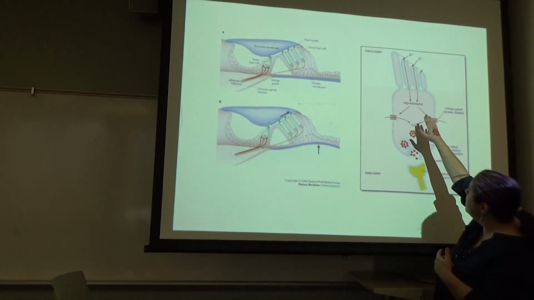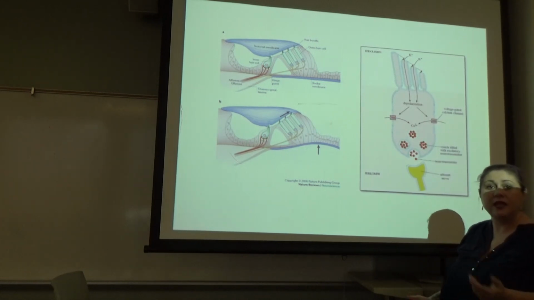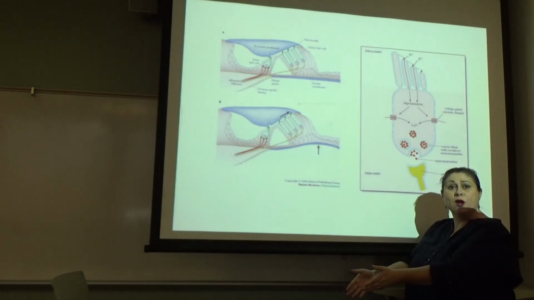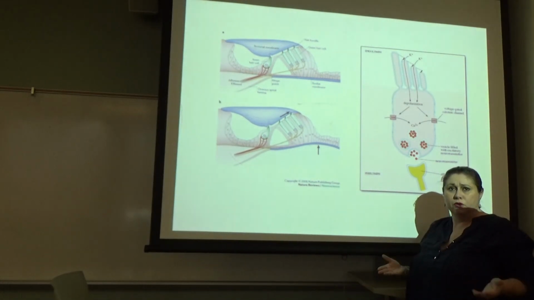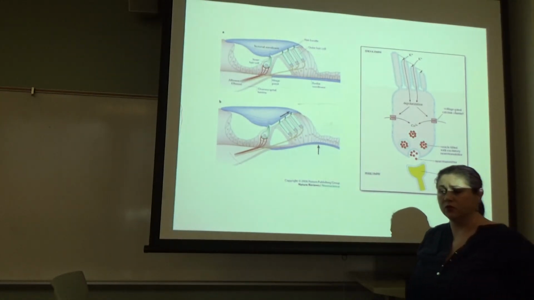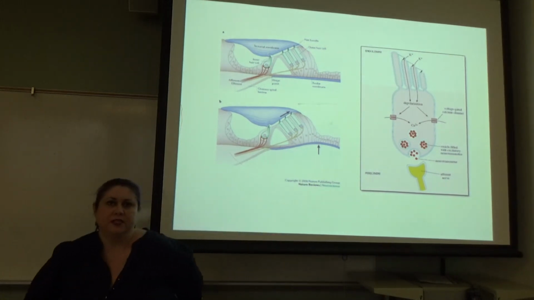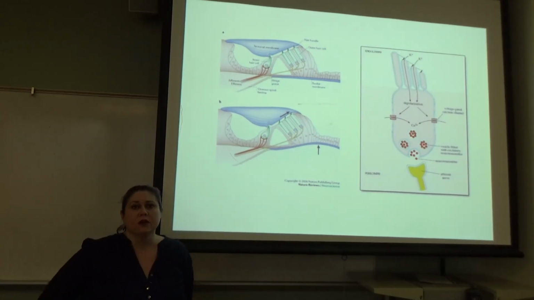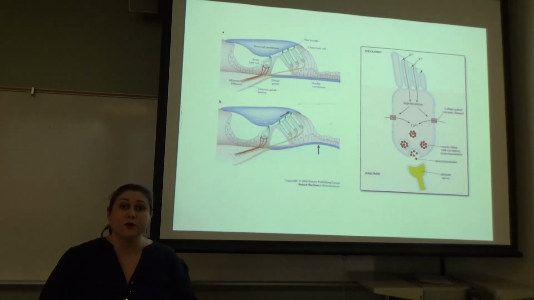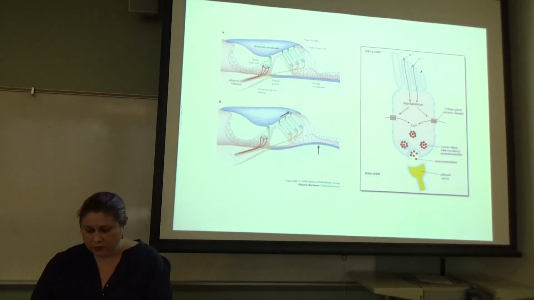So that process of mechanically opening those little gates and letting the ions in is the process of changing physical energy, vibrations, into neural energy. Ions change the amount of neurotransmitter that's released by the cell. So that is auditory transduction. That's how you hear. That's how you change the vibration of air molecules into the vibration of fluid molecules into neural energy.